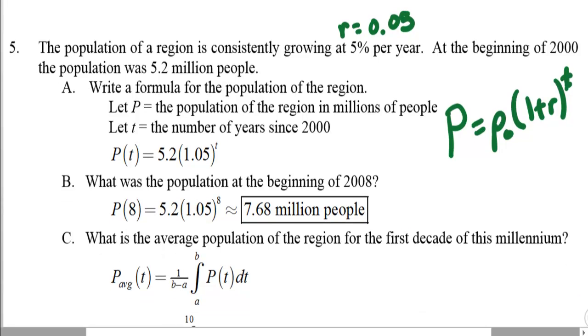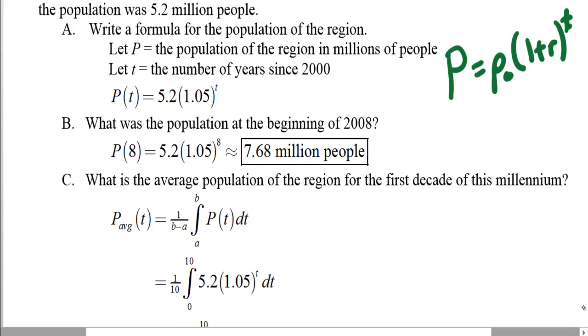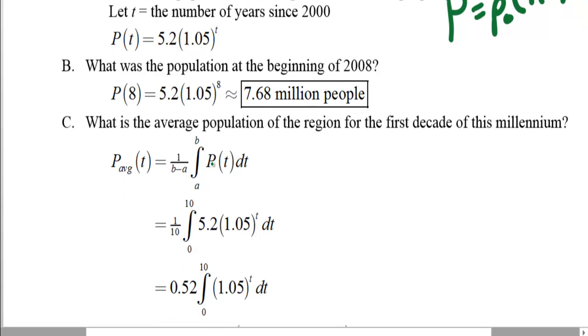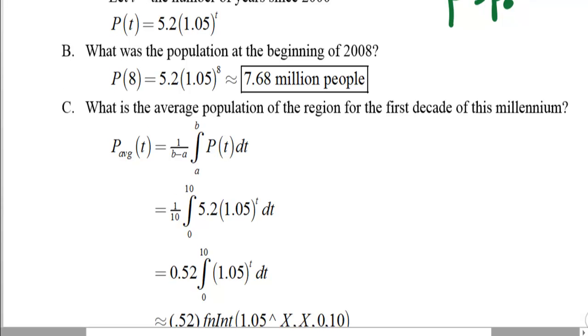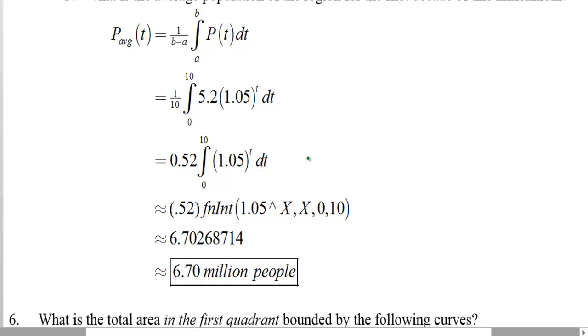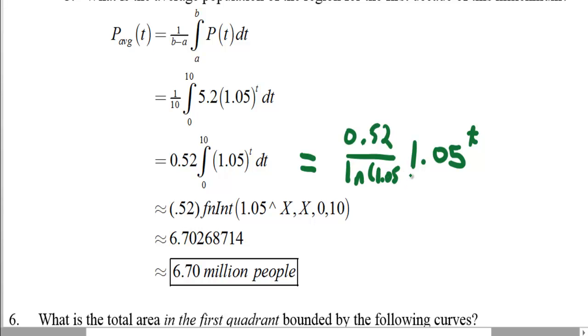What's the average population for the first decade of that millennium? So from 0 to 10. Okay, that's our interval. And our p average is 1 over b minus a times the integral. So it's 5.2 times 1.05 to the t, going from 0 to 10. Since I just need a decimal approximation, I can do that this way. I could also work this out pretty easily, actually find an antiderivative. The antiderivative is pretty easy, 1.05 to the t, and then divide by the log of 1.05, and then just evaluate from 0 to 10. And either way, you're going to get approximately 6.70 million people.